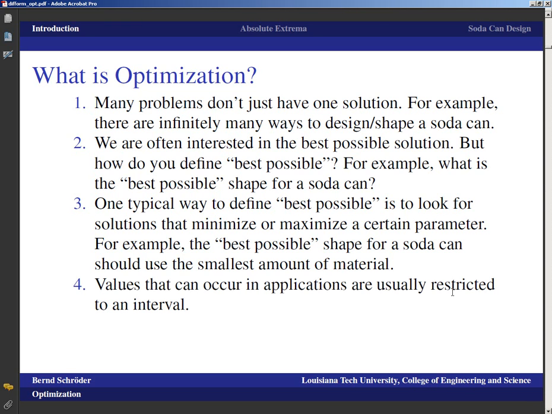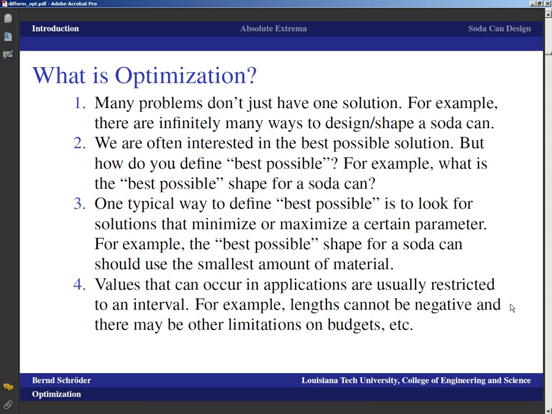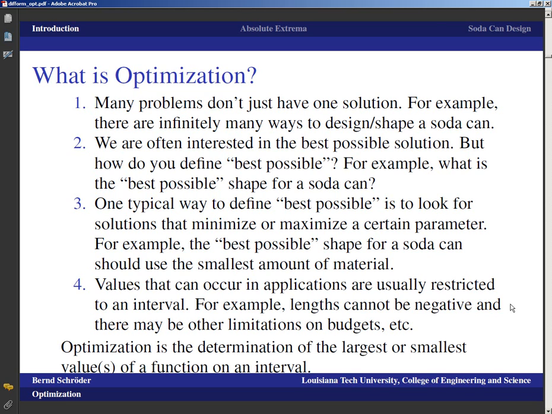Okay, values that can occur in applications are usually restricted to some kind of an interval. For example, a radius has to be always positive, and there might be other restrictions like budgetary restrictions. So lengths cannot be negative, a radius is a length, right? And there may be other limitations on budgets and so on. Optimization, if you want to put it in a nutshell, is just the determination of the largest or smallest value or values of a function on an interval.